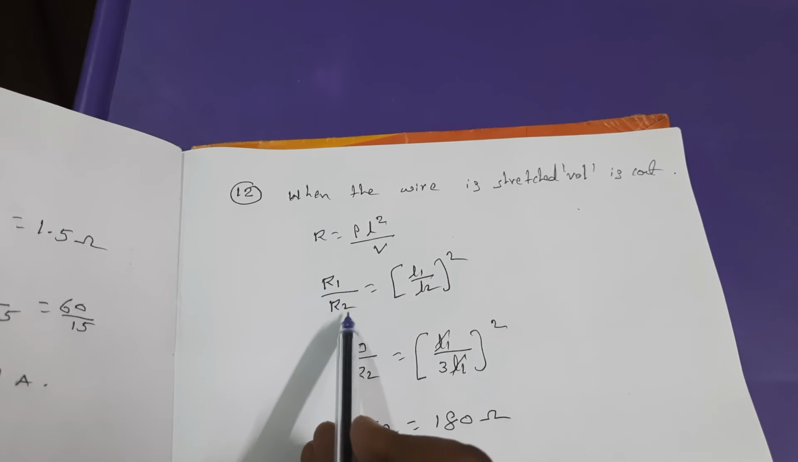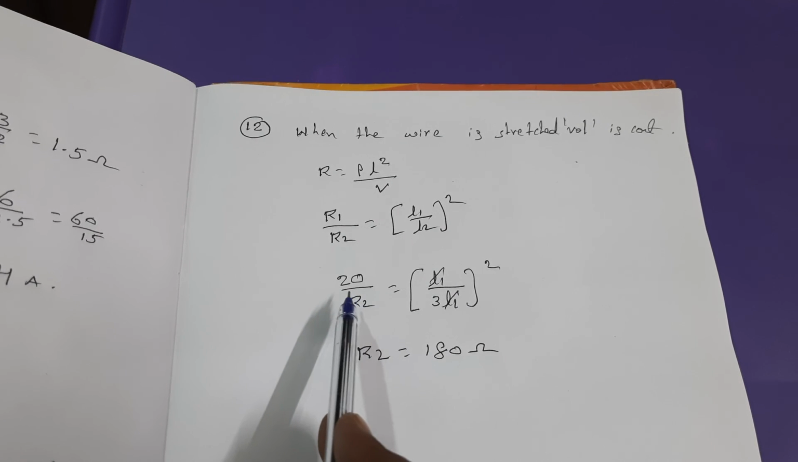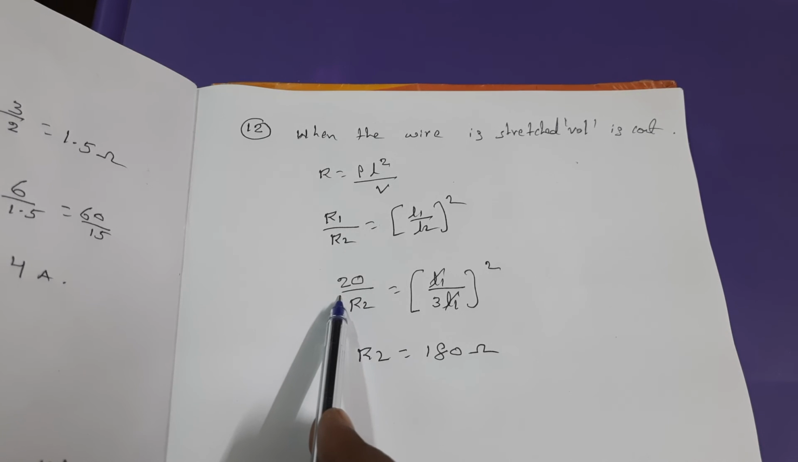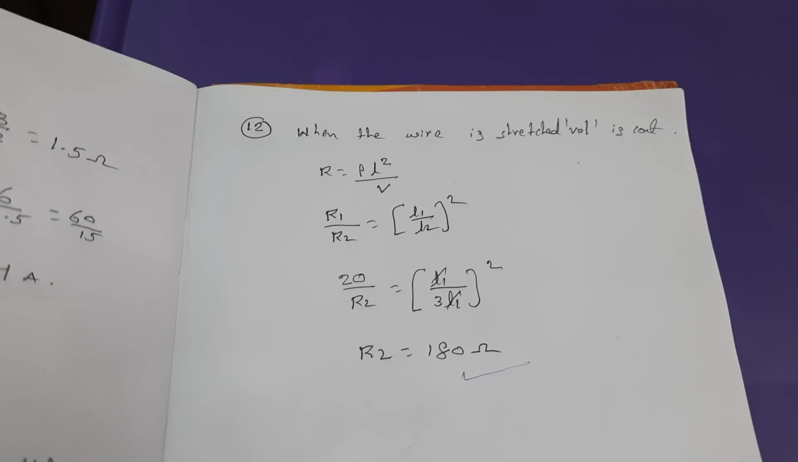So it should be R1 by R2 equals to L1 by L2 whole square. But already they have given R1 is how much? 20 ohms. After simplification, our answer is the 120 ohms.